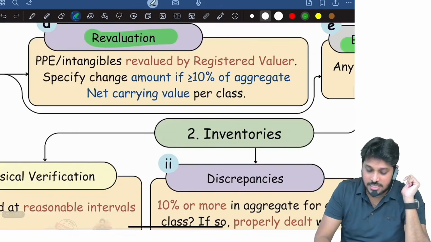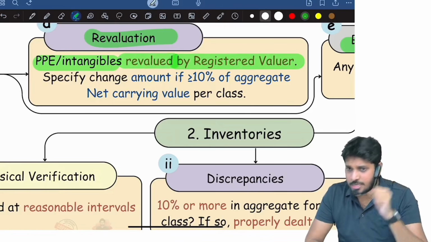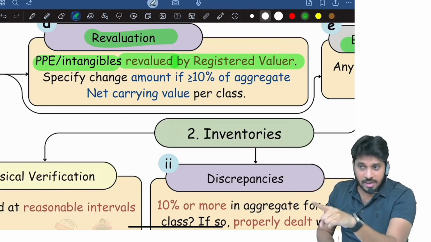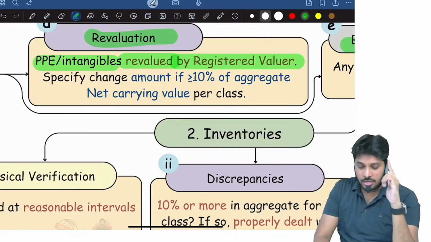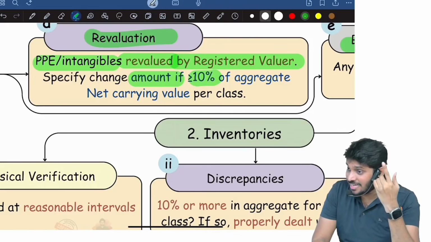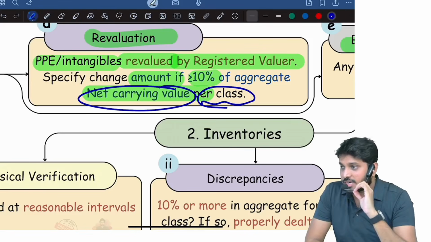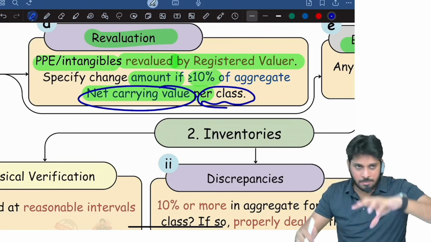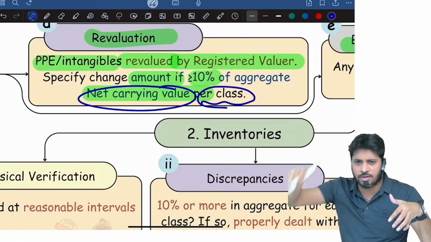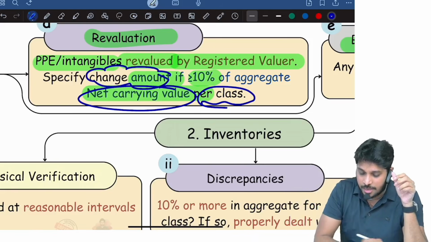Then revaluation. Whether these PPE and intangibles are revalued by a registered valuer? Suppose during the year the company went for revaluation of these fixed assets. Who did this? A registered valuer or not? Check that. First question. Second question: if the amount of revaluation is more than or equal to 10% in net carrying value per class, for buildings, how much change? Before revaluation, after revaluation, net carrying value. If the difference is more than 10%, it may be upward or downward, doesn't matter, the auditor has to specify the amount of change.